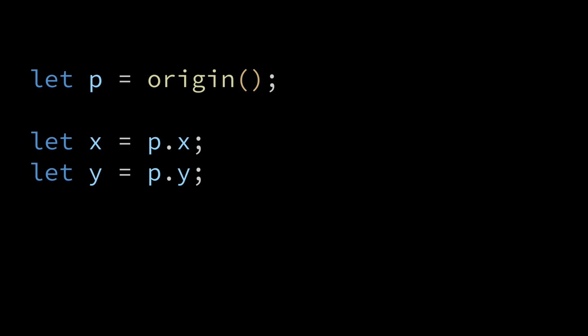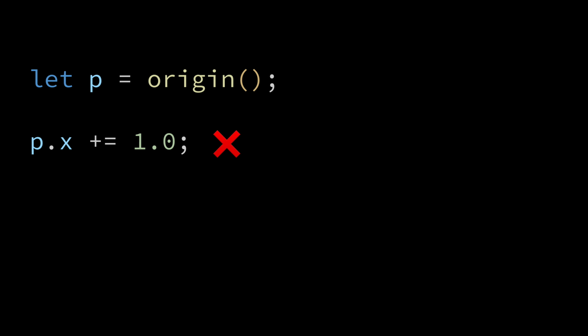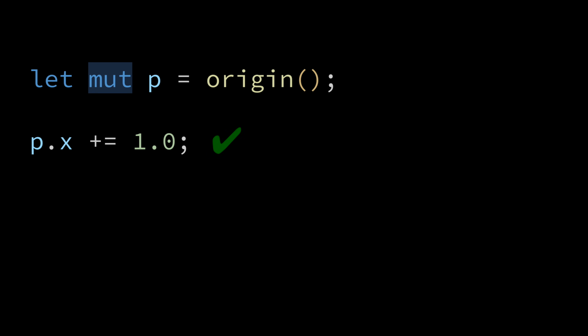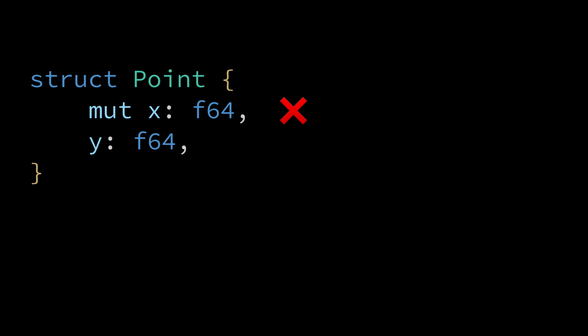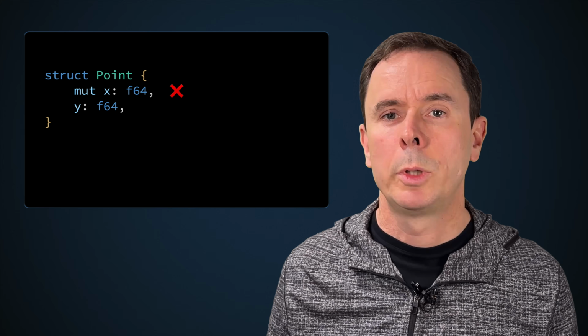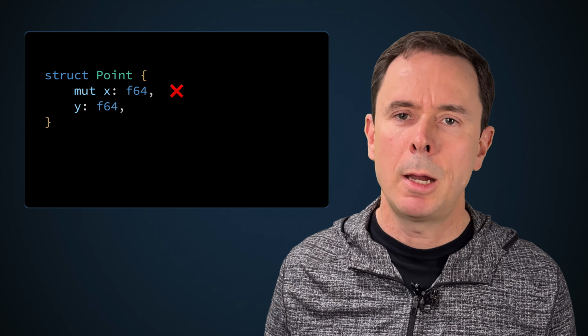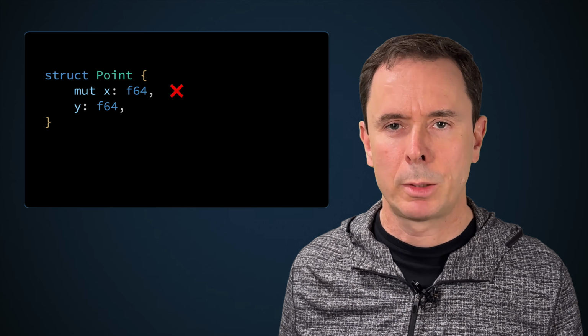So we call origin, we get a Point and assign it to p, and then we can access p.x and p.y. Of course, p is immutable by default, so if I try to assign to p.x, I get an error. We can declare p to be a mutable variable with let mut p, and now we can assign to the fields. You can't have some fields that are mutable and some that are immutable. The mutability of the whole struct is determined by the mutability of the variable that's holding it. This is called inherited mutability. The fields inherit their mutability from the variable holding the struct.